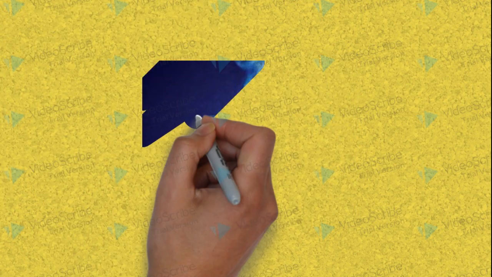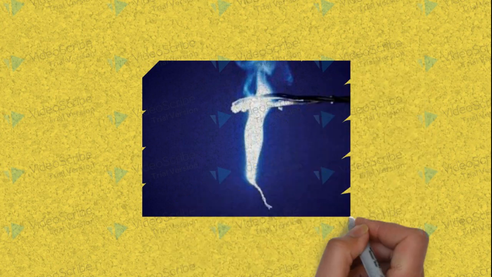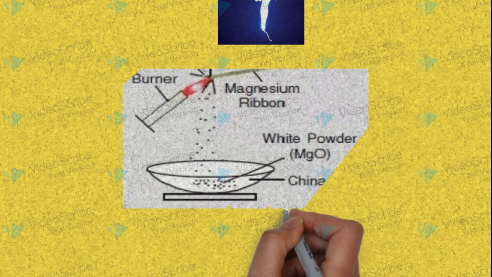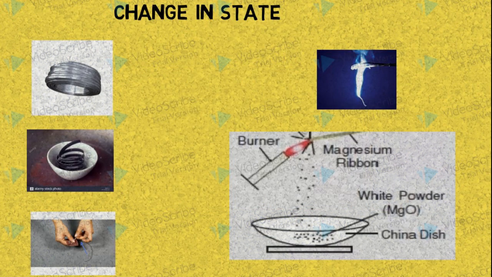Now, when you burn the magnesium ribbon, you observe that a white dazzling flame is obtained. The color of the flame is white. And now this is very important from the exam point of view. The color of flame is white when you burn a magnesium ribbon. When you burn it, its ashes can be collected in a china dish, and if you see the color of that ashes, it is also white colored.